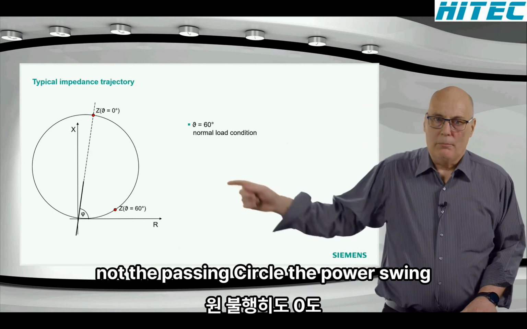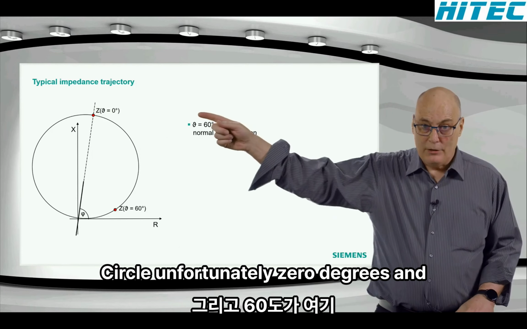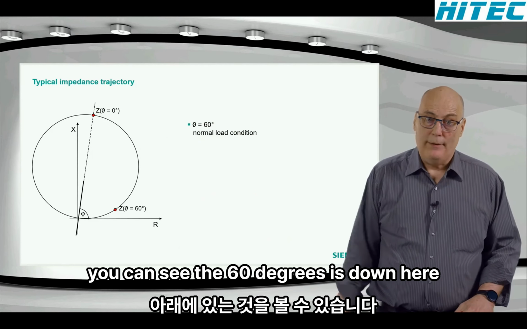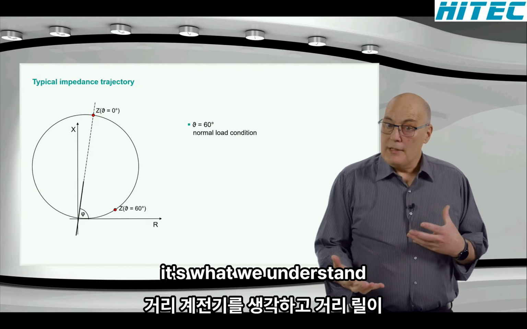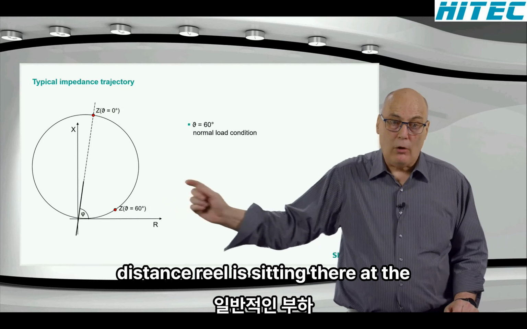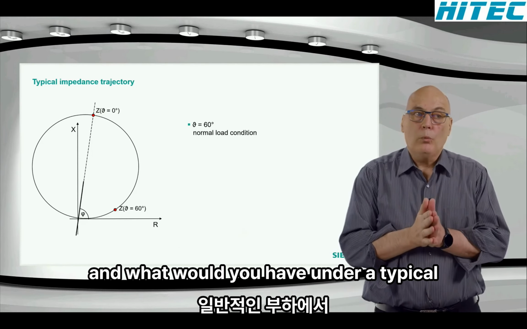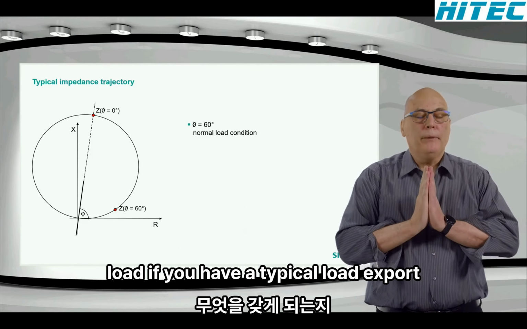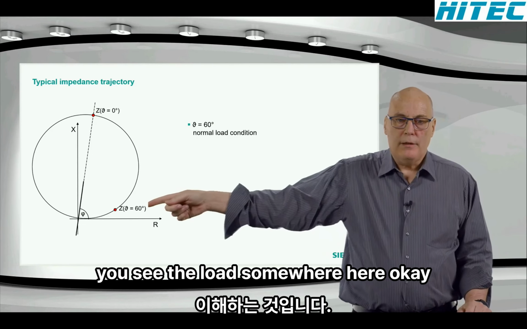Not the power swing circle. The power swing circle, unfortunately, 0 degrees, and you can see the 60 degrees is down here. It's what we understand. If you think of a distance relay, the distance relay is sitting there at the origin of this diagram. And what would you have under a typical load? If you have a typical load export, you see the load somewhere here.